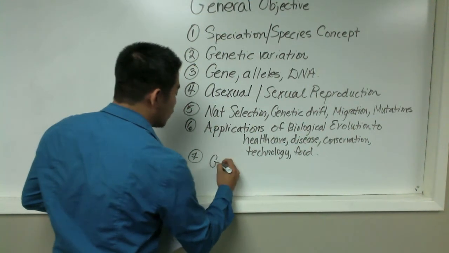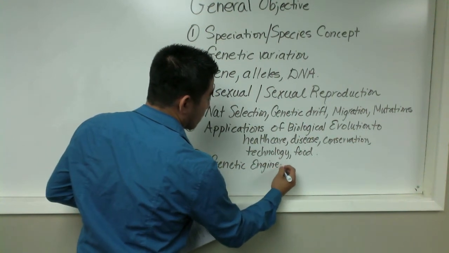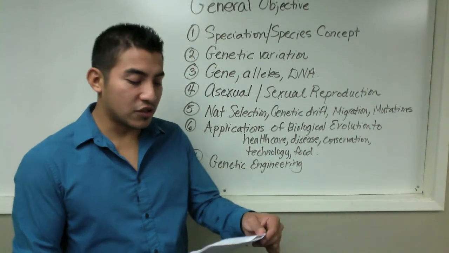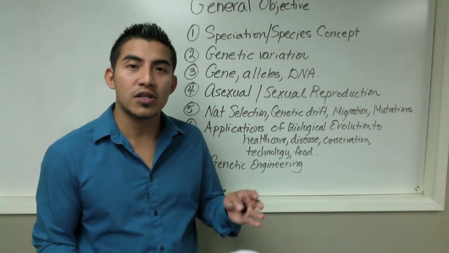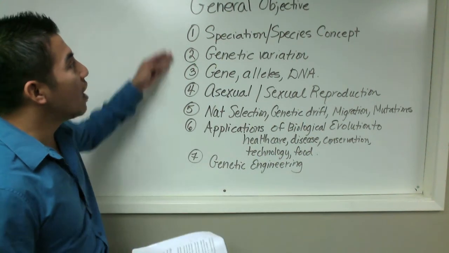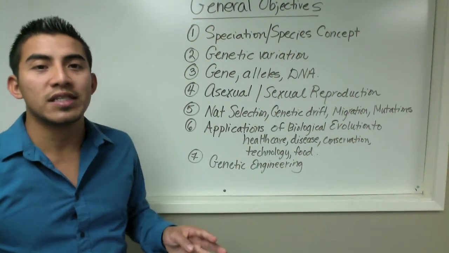The last general objective is something that we currently cover in the 2002 syllabus. This pertains to genetic engineering. At the end of covering section C, students should be able to appreciate the social and ethical implications of genetic engineering. So there you have it. The 7 general objectives under section C, continuity and variation.